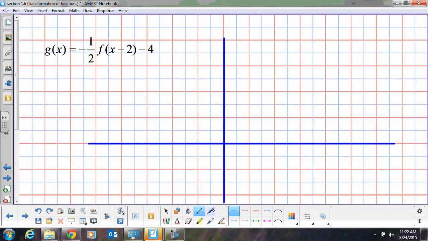So, can someone tell me something that's going on here while I get my parent graph going? Yes, Trey. It's flipping over the x-axis. It is flipping over the x-axis. Who else? Shayna? Okay, but you were correct in the vertical. Yes, so we're going to do a vertical downwards shift. All right, Chelsea. We're going to go right 2. Okay, what's the half doing? Vertical compression by 1/2. So, what are we going to do first?